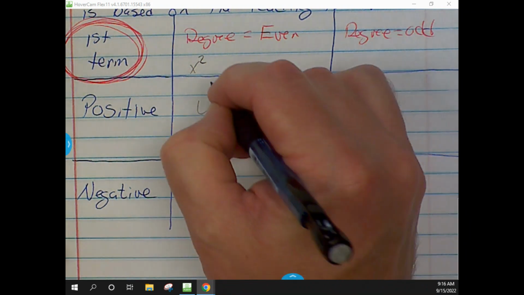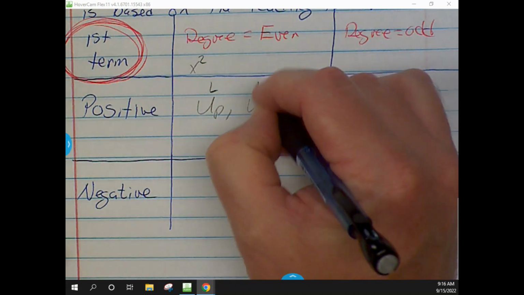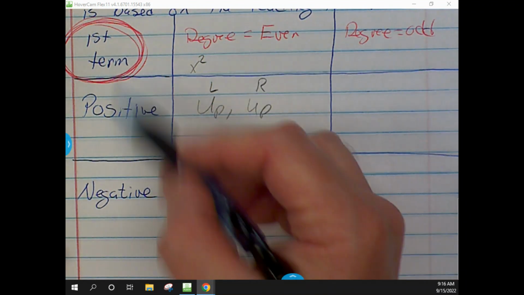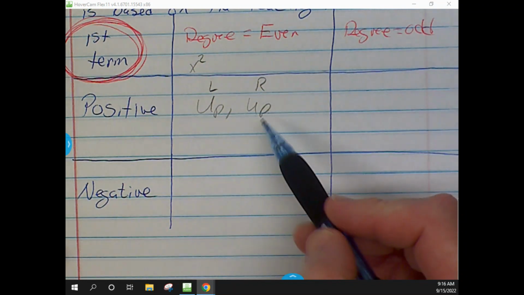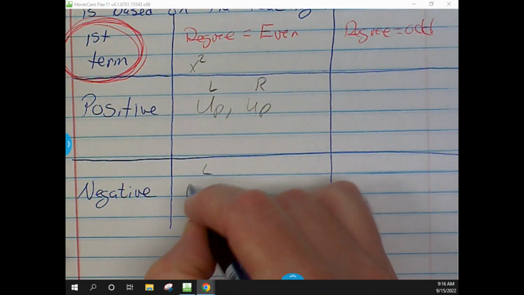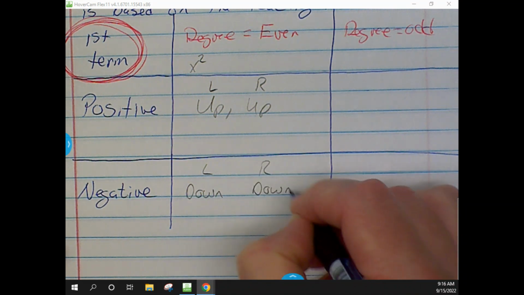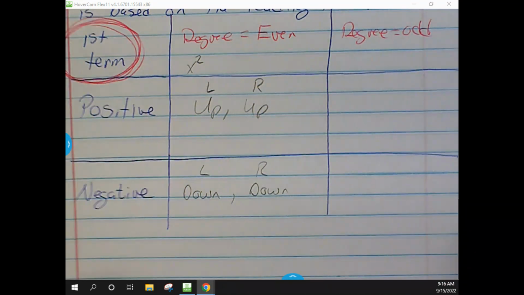The first number is always going to talk about the left side of the graph. The second number is going to talk about the right side of the graph. So the left side is up and the right side is up. All right, and if we were doing x squared and the first number was negative, they're not up, they're down, right? So in that case, you would have down and down.